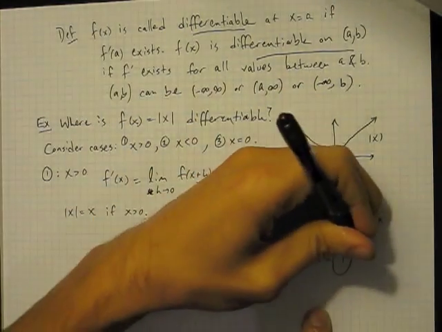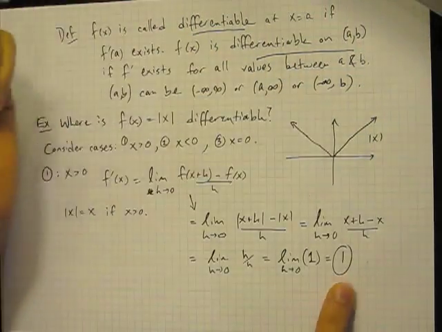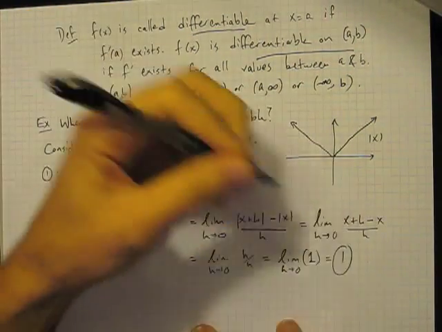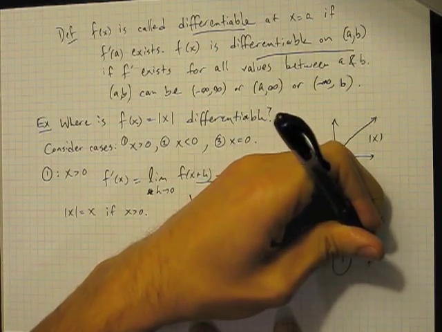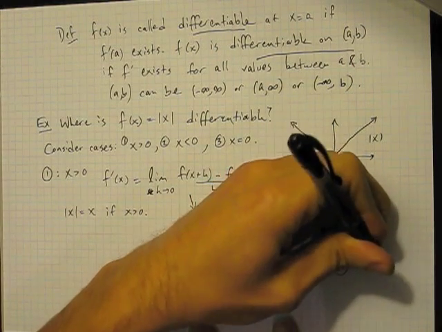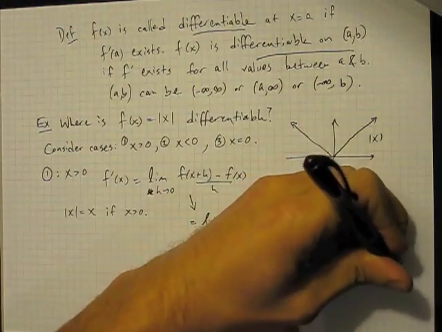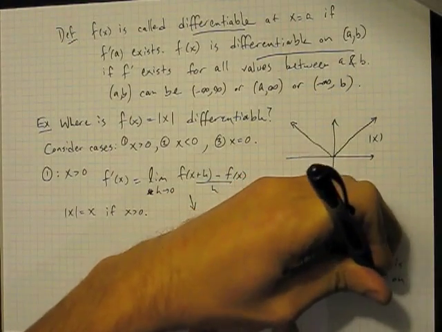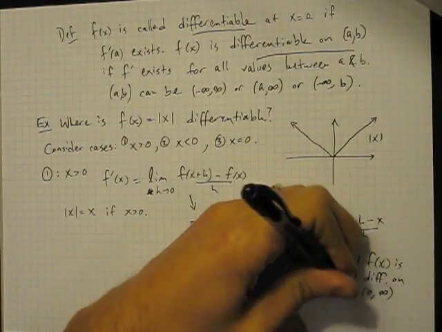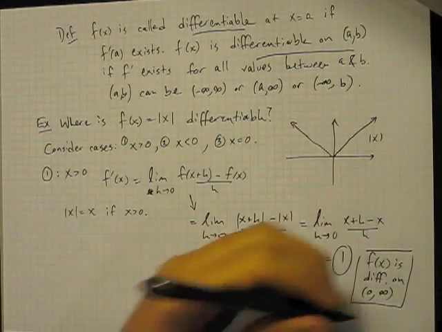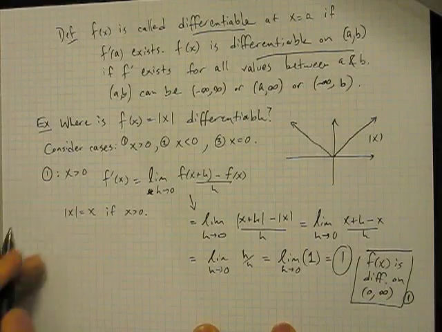So this means that whenever x is positive, the derivative exists. So f is differentiable on the open interval from 0 to infinity. Okay, so that's part 1.